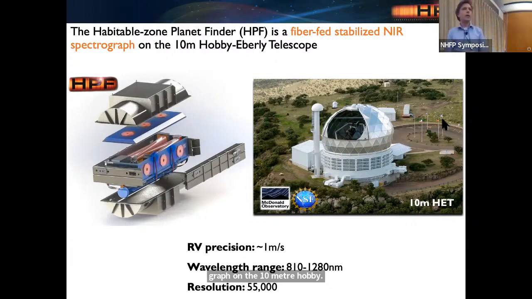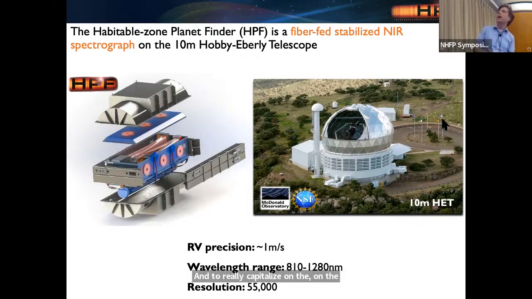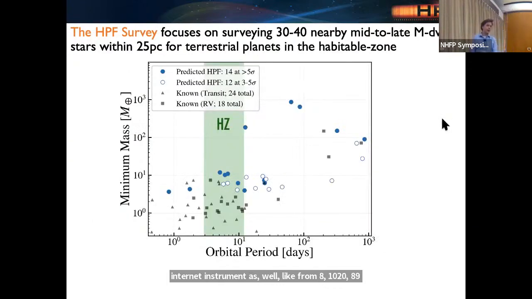We designed HPF to be a near-infrared high-resolution spectrograph to push down the RV precision to 1 meter per second, really pushing down on what had been done with near-infrared detectors and technologies. To capitalize on the brightness of M stars in the near-infrared, it has a wavelength coverage from 810 to 1280 nanometers at a resolution of about 55,000. With HPF, we've been carrying out a long-term survey of 40 nearby mid to late M stars within 25 parsecs to probe the planet populations around these stars.